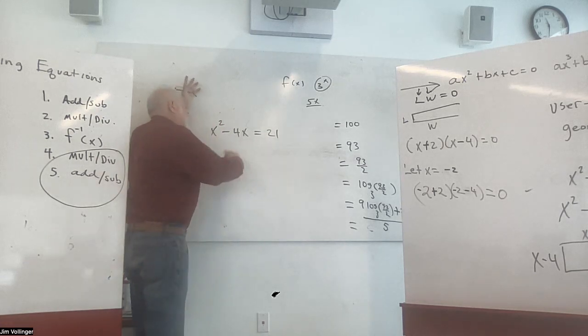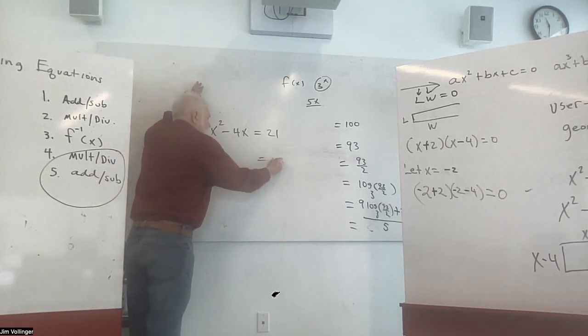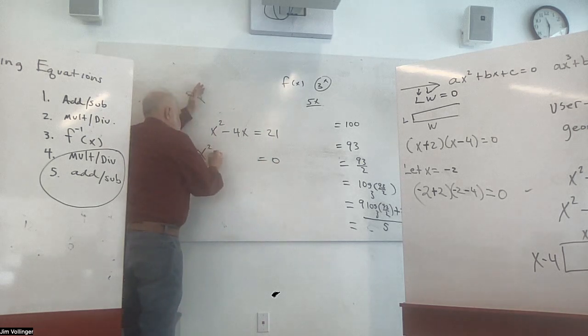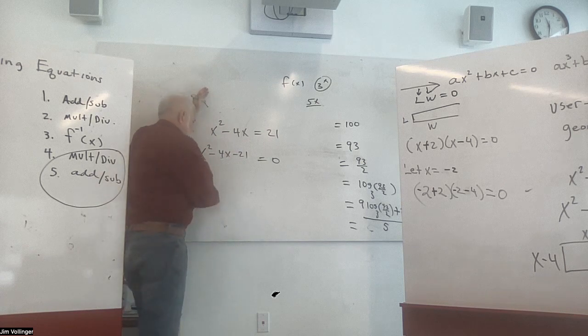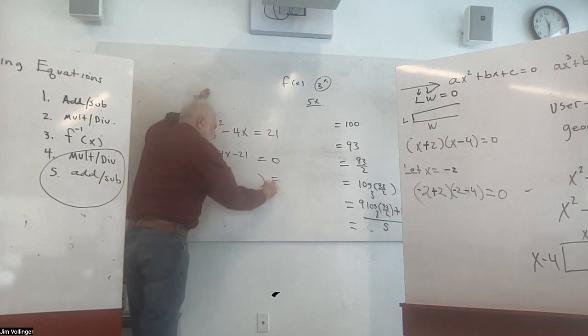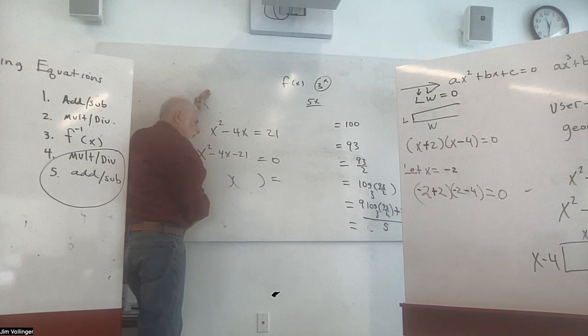Set it to 0. If you set it to 0, you've got x squared minus 4x minus 21 equals 0. And you should have done a lot of expanding to get these trinomials: x times x, two numbers that multiply out to be 21, that are 4 apart, needing it to be negative.